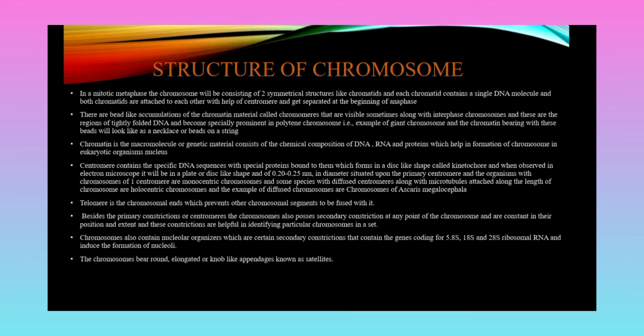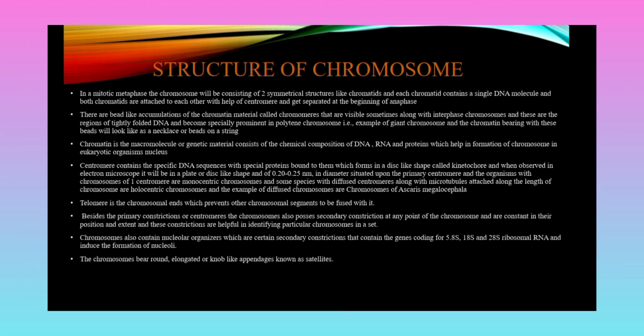Now, the centromere consists of specific DNA sequences. These specific DNA sequences also consist of special proteins, which form a disc-shaped structure. These disc-shaped structures are known as kinetochores. When observed under an electron microscope, it is seen as a plate or disc-shaped structure, with a diameter in the range of 0.20 to 0.25 nanometer. The kinetochore is present on the primary centromere.